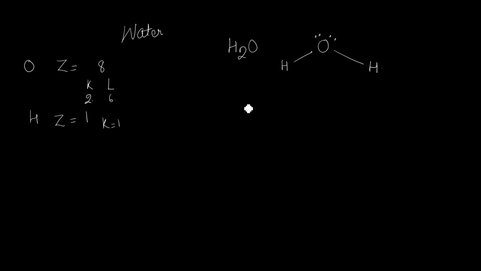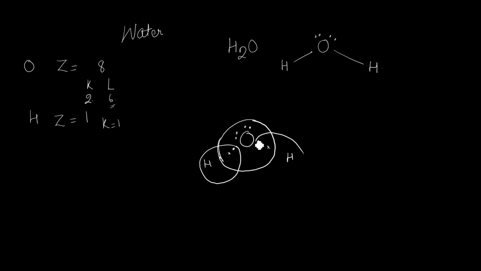So this we can make like this. The oxygen valence shell has 6 electrons: 1, 2, 3, 4, 5, 6. And hydrogen has 1 electron each. So the Lewis dot structure for this is a Lewis dot structure for the H2O molecule.